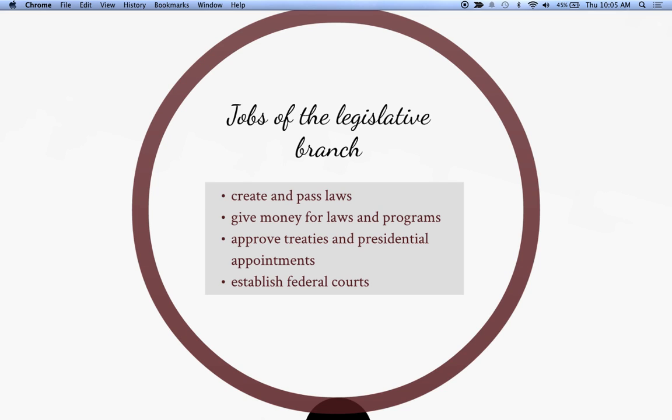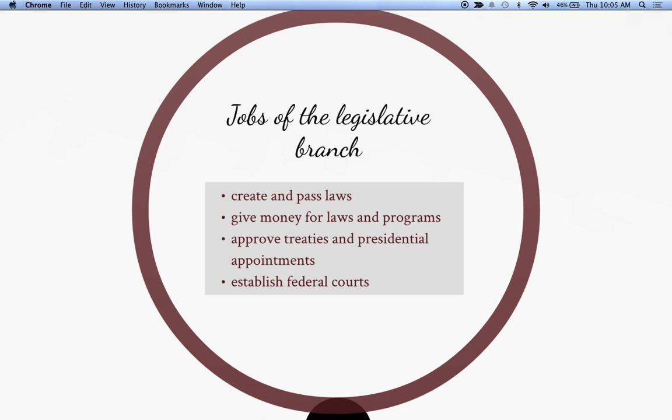The third thing they do is approve treaties and presidential appointments. Okay, now this doesn't mean like a doctor's appointment. When you appoint somebody to a job, ultimately you're giving them a job. Okay, you're saying, here, you have this job, I want you to have this job. They're not elected or anything like that. So what we have here is they approve treaties. So that means that if we're at war and we need to end the war peacefully or whatever the case might be, it has to be approved by Congress.